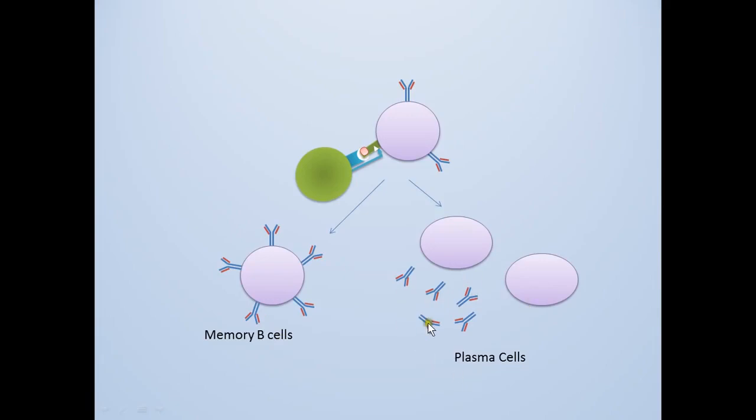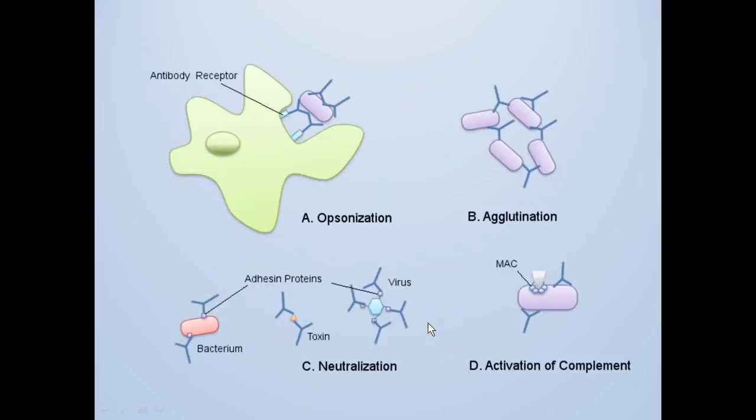The plasma cells will actively secrete antibodies. These antibodies are used to help clear the pathogen. Antibodies do this by binding to the antigen and tagging it for opsonization by phagocytes, or neutralizing it from binding to target tissues. In some cases, it will cause the antigen to agglutinate.